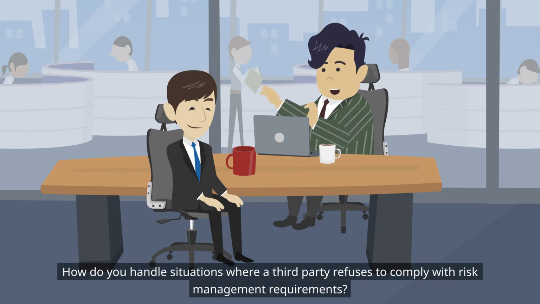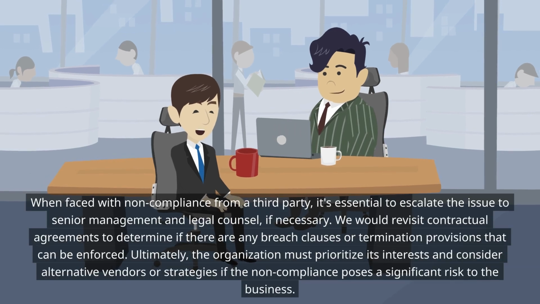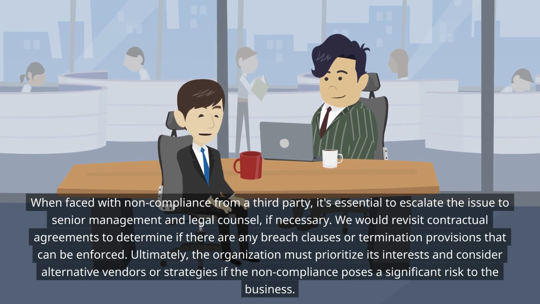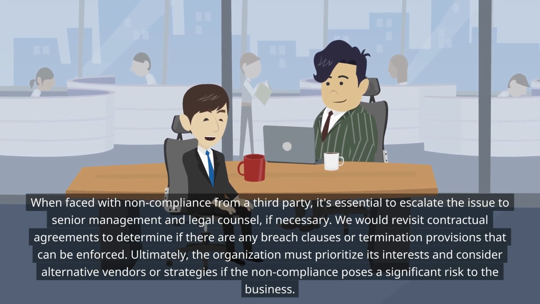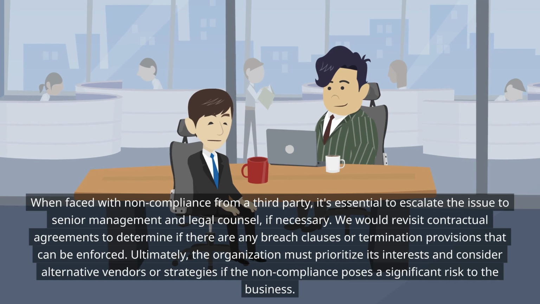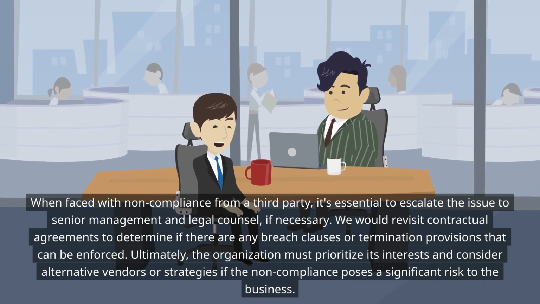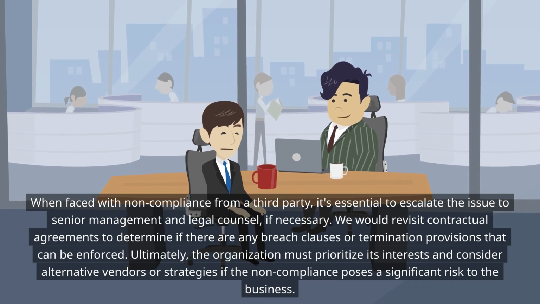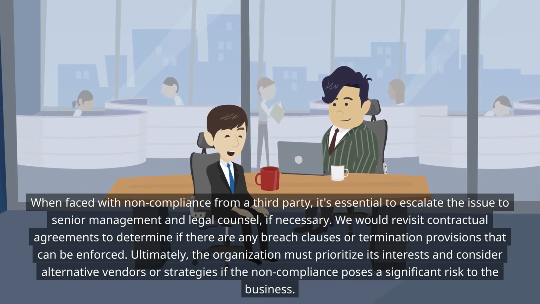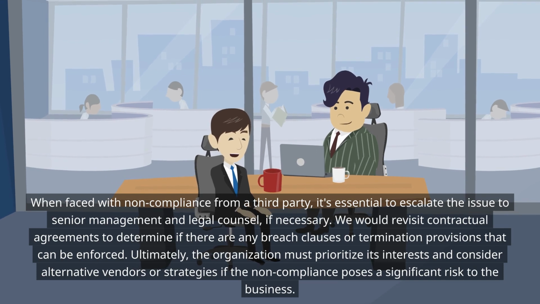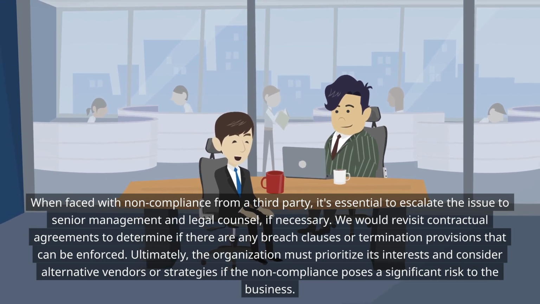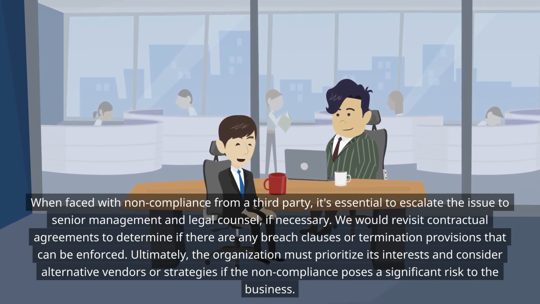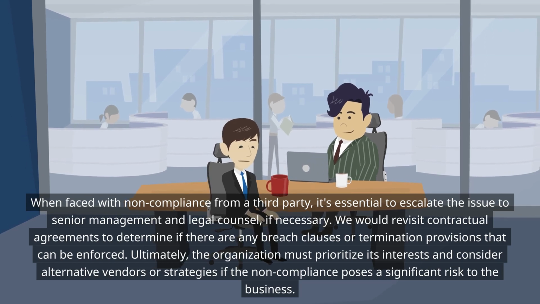How do you handle situations where a third party refuses to comply with risk management requirements? When faced with non-compliance from a third party, it's essential to escalate the issue to senior management and legal counsel, if necessary. We would revisit contractual agreements to determine if there are any breach clauses or termination provisions that can be enforced. Ultimately, the organization must prioritize its interests and consider alternative vendors or strategies if the non-compliance poses a significant risk to the business.